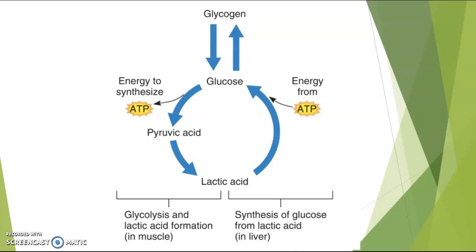You can see that it has glycogen, and it transforms into glucose, which then energizes to synthesize ATP, and it goes down to lactic acid, and then it gets energy from ATP, and the cycle just continues like that, creating energy and oxygen to the liver and everything else.